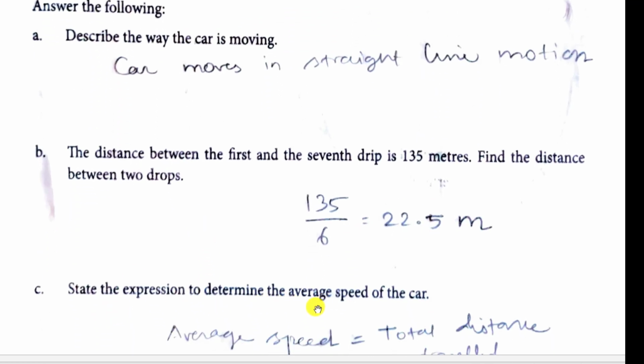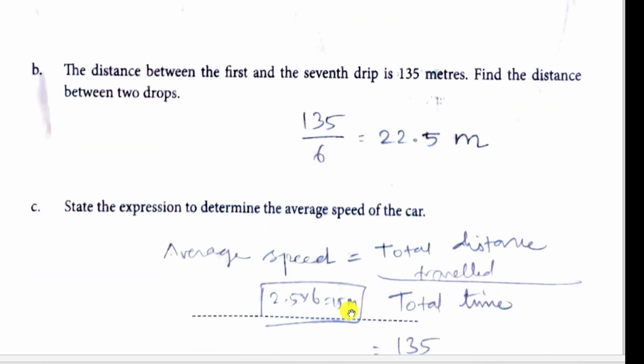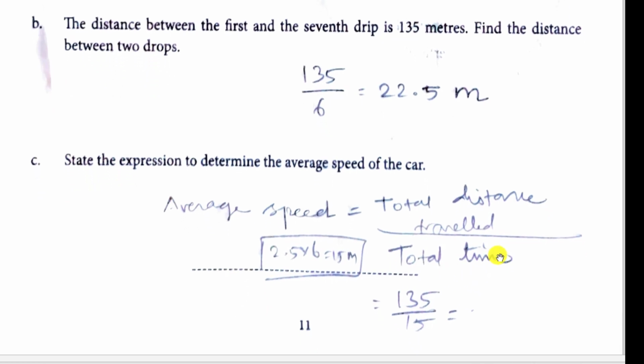And state the expression to determine the average speed of the car. Average speed is equal to total distance traveled by total time taken. Then how will you find out the total time taken? 2.5 into 6. There are 6 intervals, then multiply it by 6. For each you may have 2.5. 2.5 into 6, that is 15 second. Okay, 135 by 15, divide 135 by 15, you will get 9 meter per second.